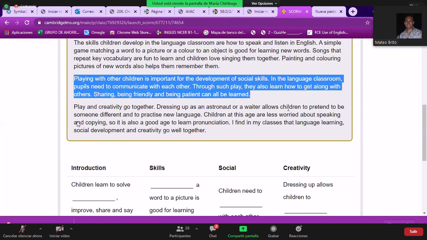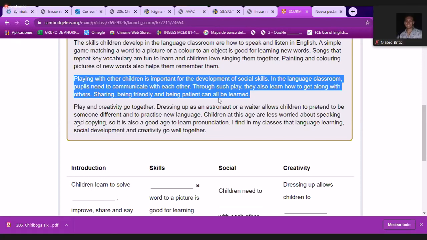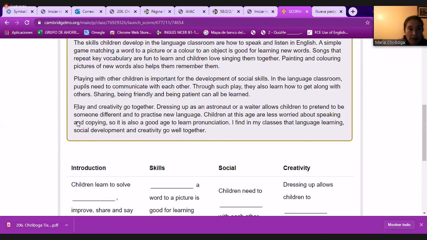Okay, teacher. Playing with other children is important for the development of social skills. In the language classroom, pupils need to communicate with each other. Through such play, they also learn how to get along with others. Sharing, being friendly, and being patient can all be learned. Thank you. Here is sharing, being friendly, and being patient can all be learned. Thank you. And I finish with Catherine Sandoval. Please read the last paragraph.